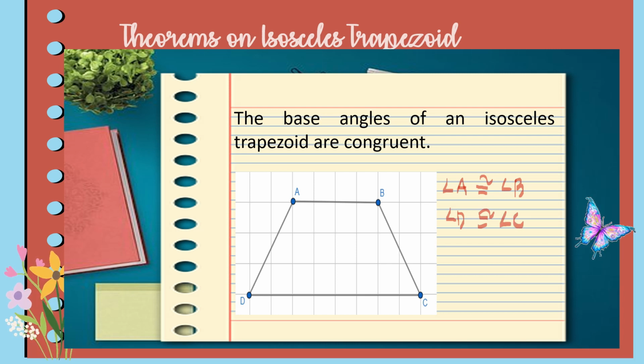Now, so therefore, let's say angle A is 93 degrees, then angle B is also 93 degrees. Since this is 93 and A and D are supplementary, then 180 minus 93 is 87 degrees. So angle D is 87 degrees and angle C is also 87 degrees. Is this clear?